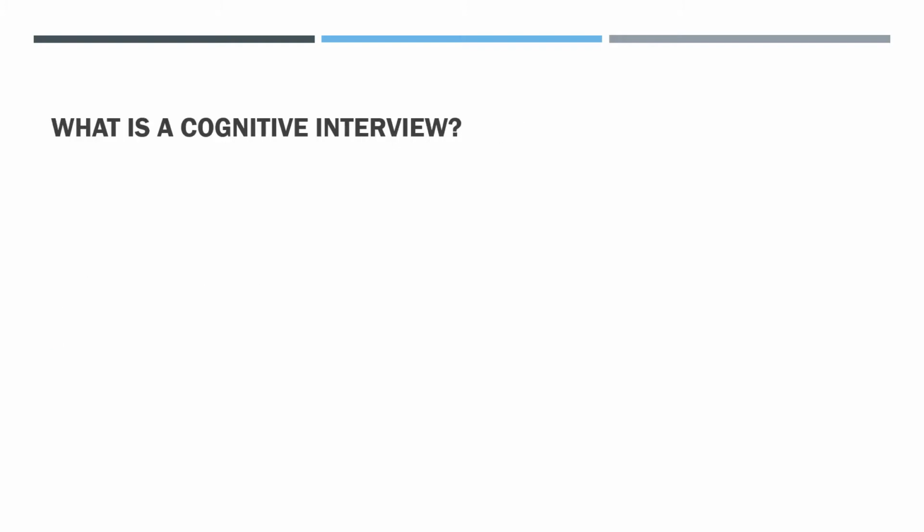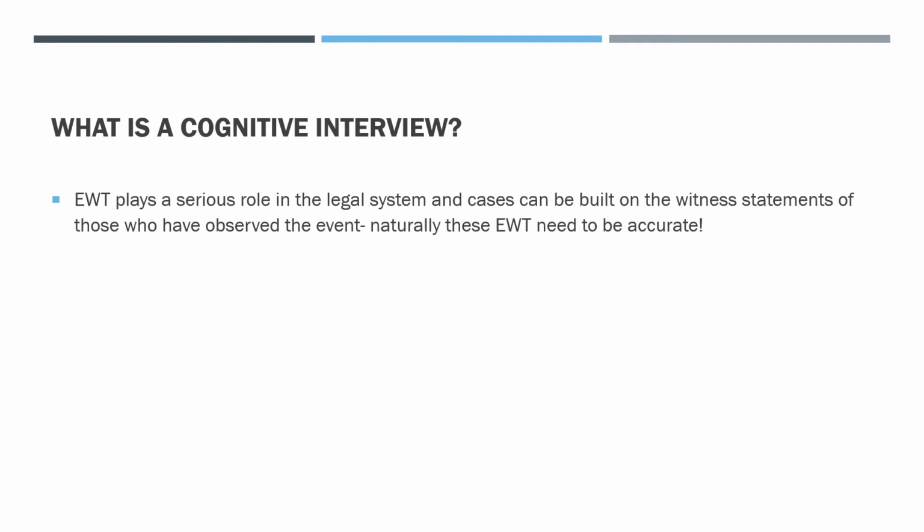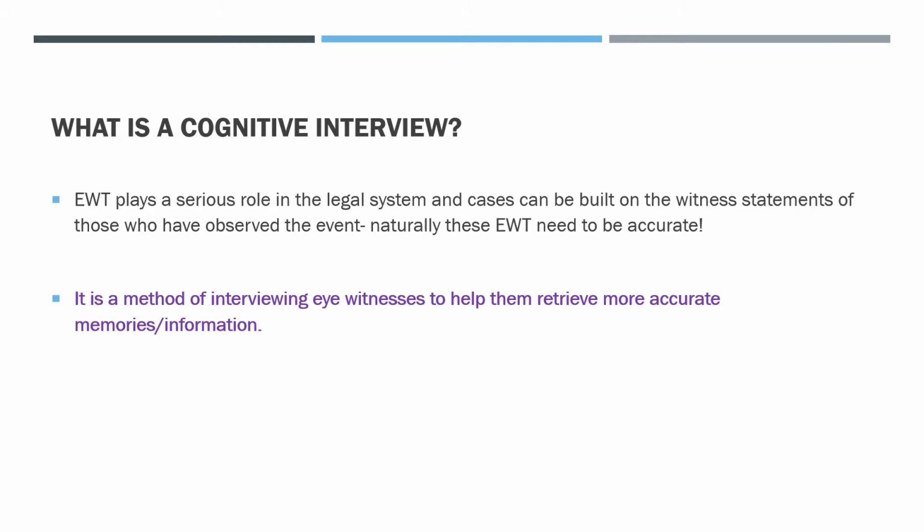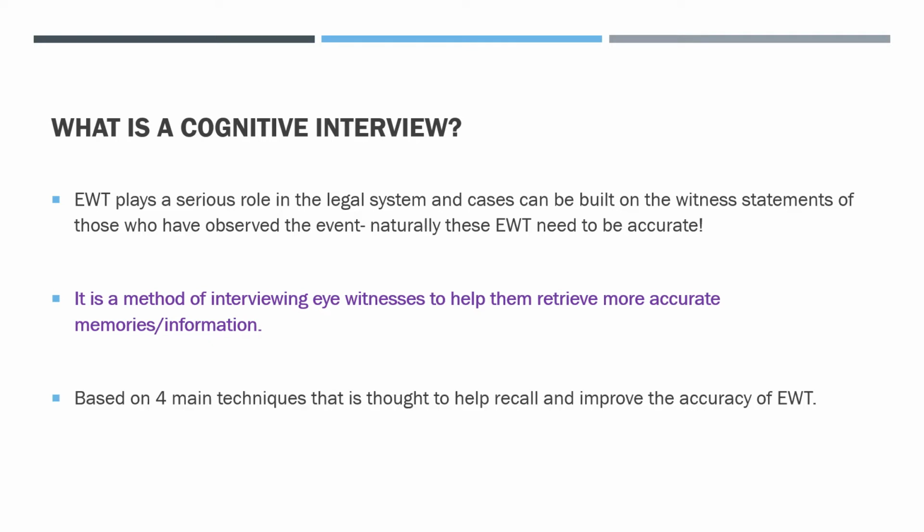So what is the cognitive interview? Because eyewitness testimony plays such a big role, we do need to make sure that they are very accurate. And like I've said, the cognitive interview is to try and improve that level of accuracy. So it's a method of interviewing eyewitnesses to help them retrieve more accurate memories and information. It is based on 4 main techniques that are thought to help recall and improve the accuracy of eyewitness testimony.